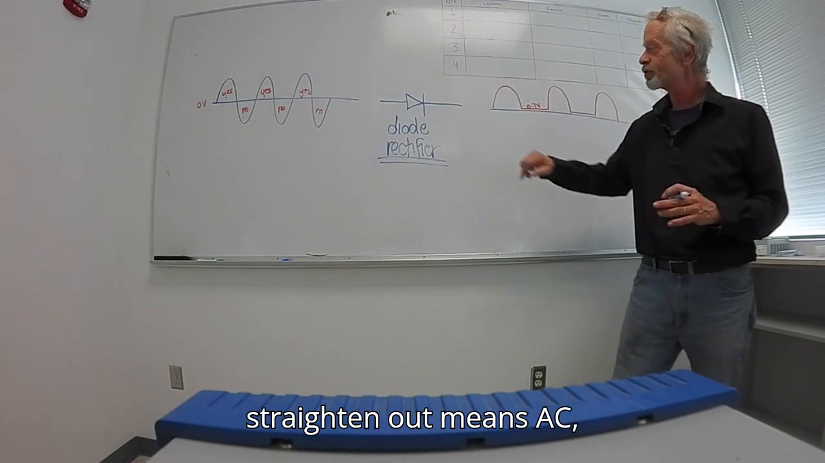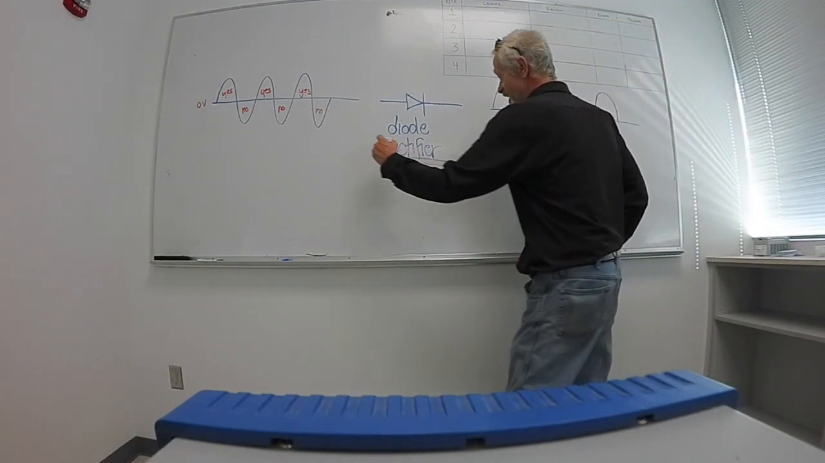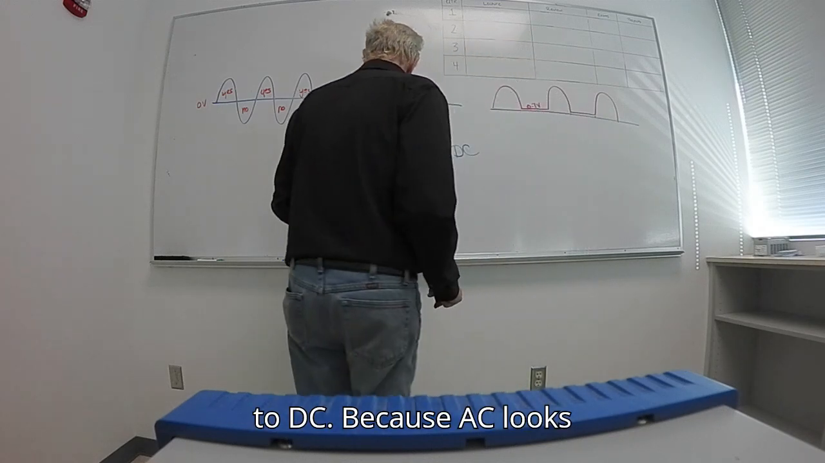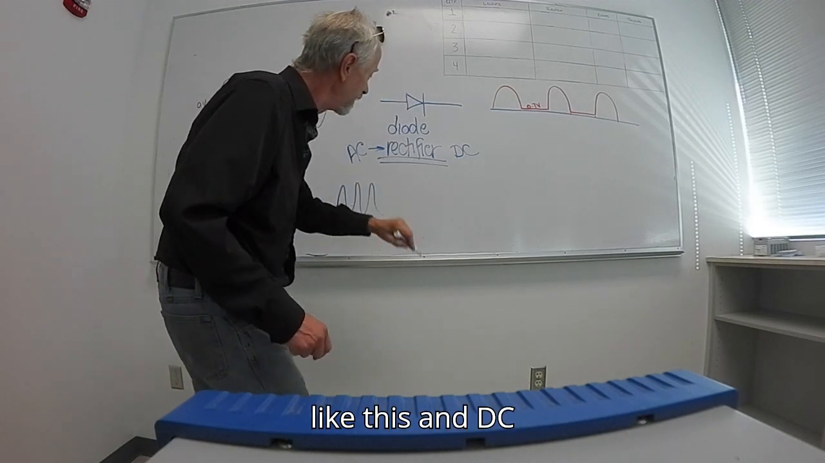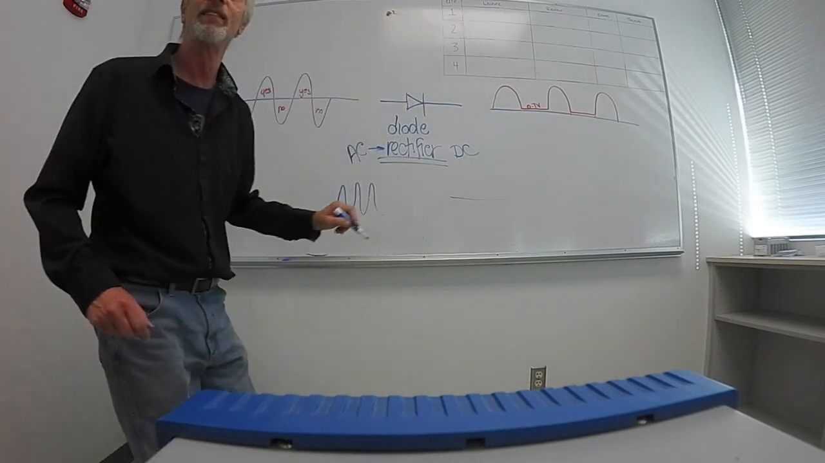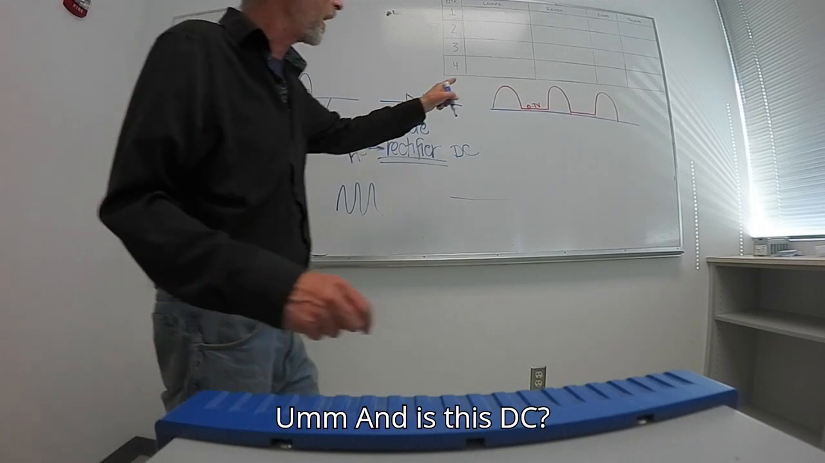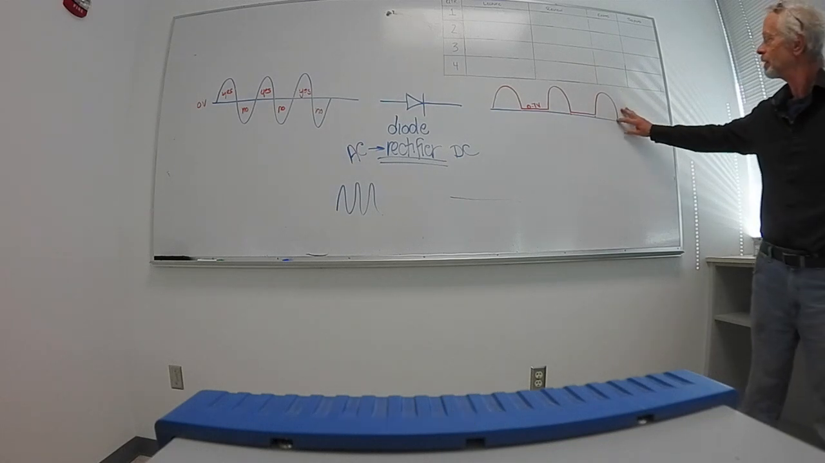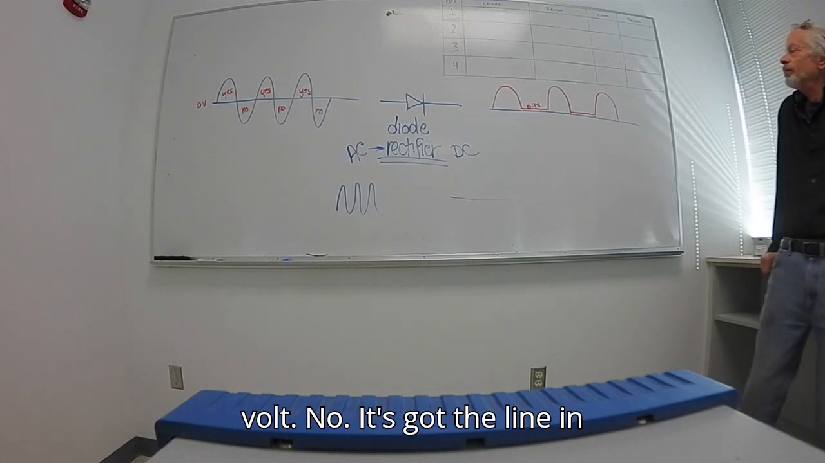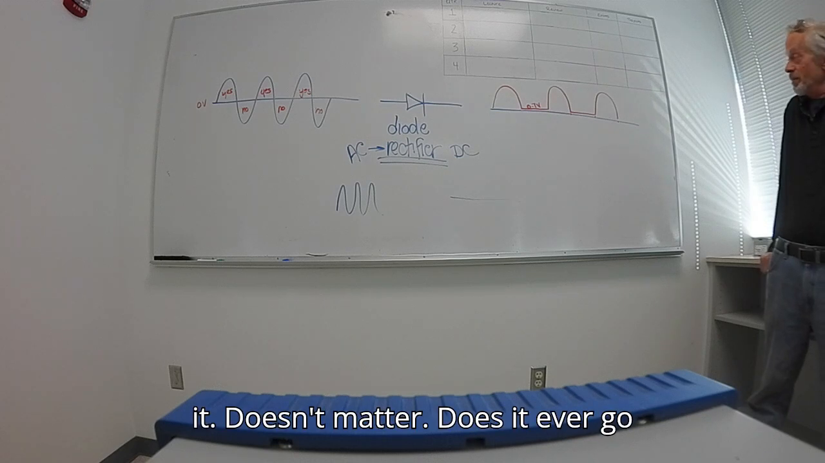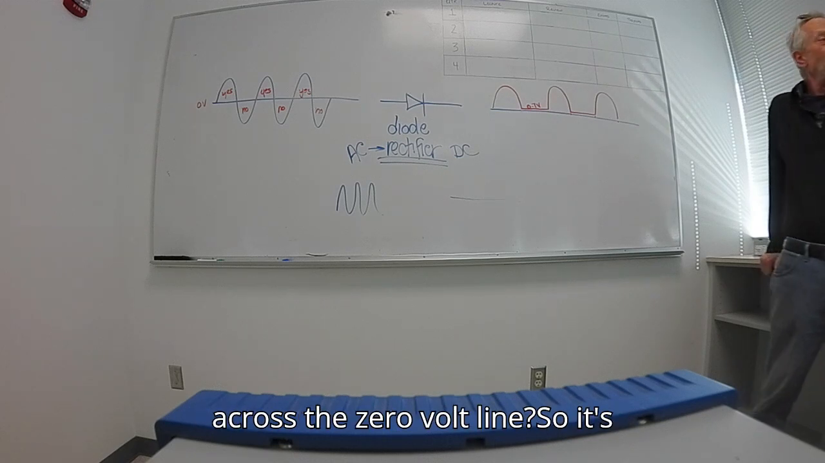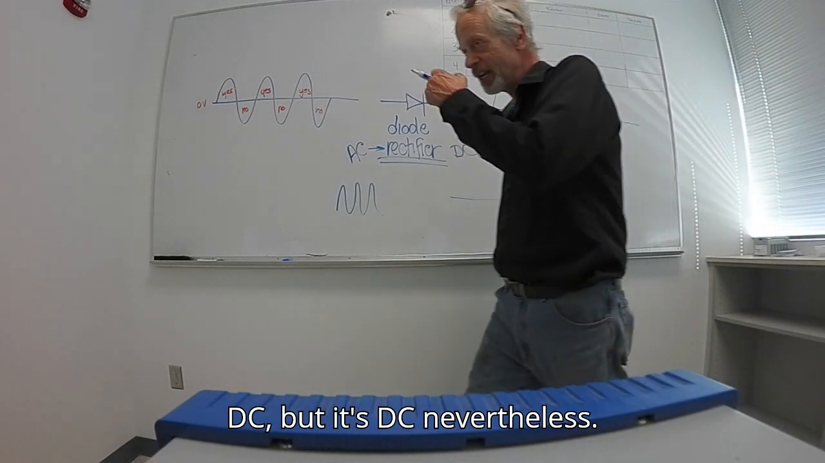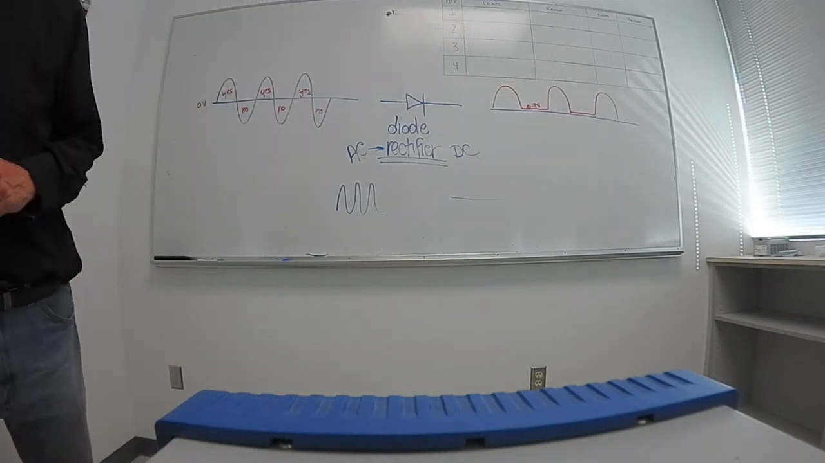And for us, straighten out means AC to DC. Because AC looks like this, and DC looks like that. Is this DC? Yes. Well, no, it's got the lines in between. Doesn't matter. Does it ever go across the 0 volt line? No. It's DC. It's pulsating DC, but it's DC nevertheless.